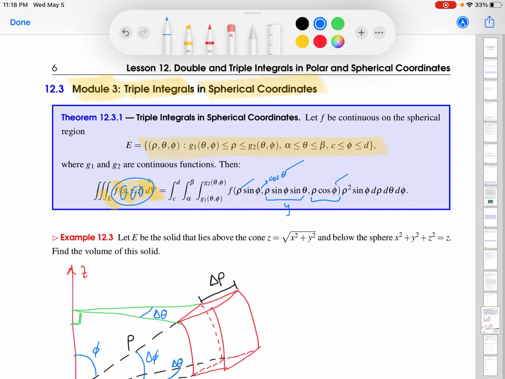And then this is the conversion, all of this over here, of the volume element. It's a little bit more involved. And these are the pictures that I've drawn down here to explain that. So I will do that in a minute. And then the last thing is rho here, we're assuming goes from this function to that function. So that explains these bounds. And we're assuming that theta goes from alpha to beta. So that explains that. And then phi, we're assuming goes from c to d. So that's that integral. Excuse me.